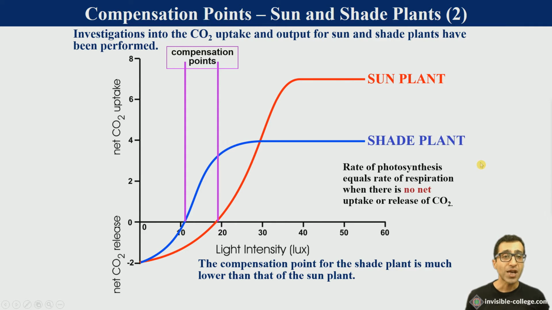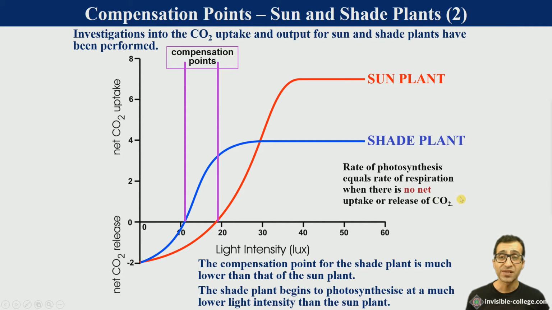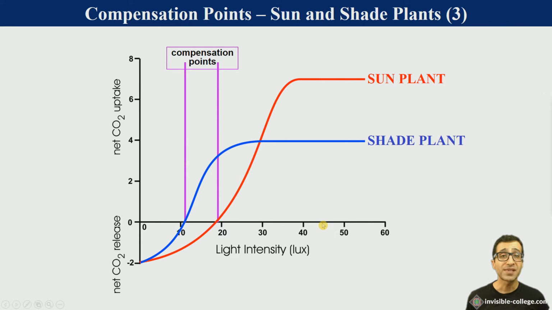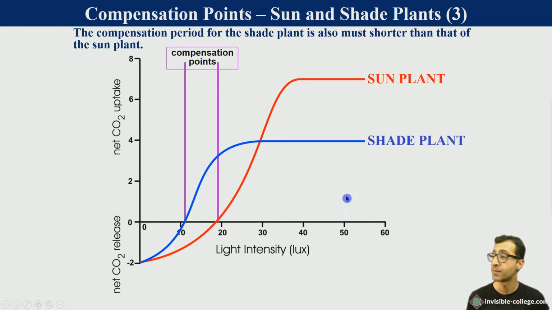Now, the shade plant, again, begins to photosynthesize at a much lower light intensity than the sun plants, as you might expect. So the compensation period, the time taken to reach the compensation point after having been in darkness, for the shade plants is also much shorter than that of the sun plants. So here we can see the compensation periods.